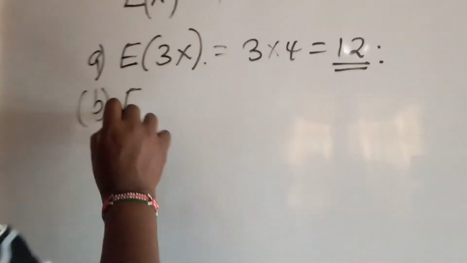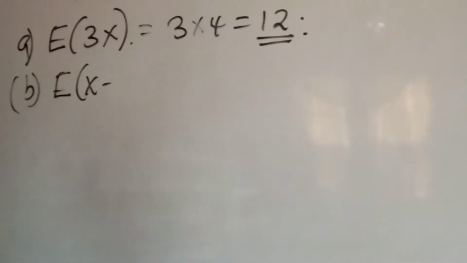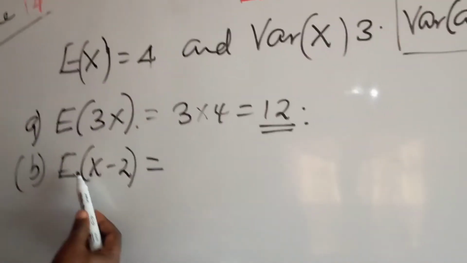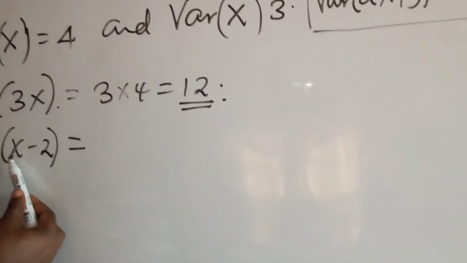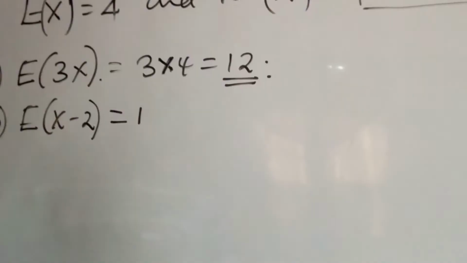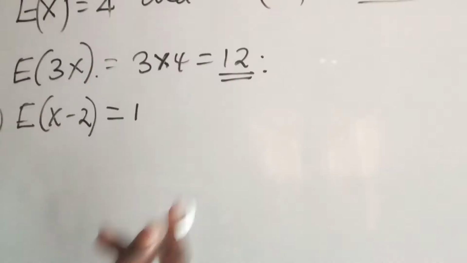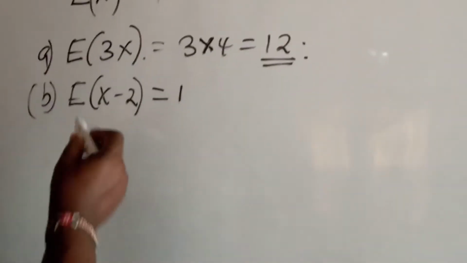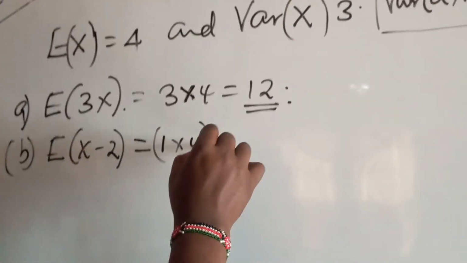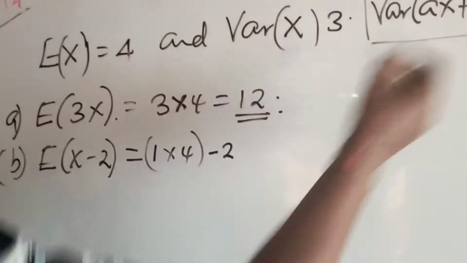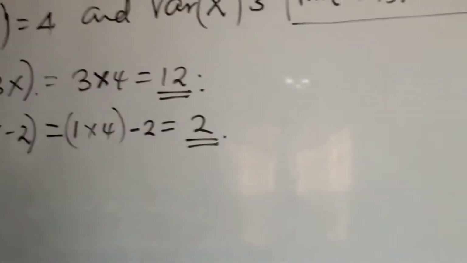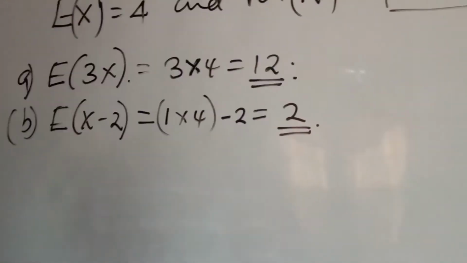Part B is E(X minus 2). This one, our a is 1, so we can put it there, at least because we are beginning. In future, we may not require it there. If it's 1, anything times 1 remains itself. Times the E(X), which is 4. Of course, having done that, we have to subtract 2, because our b is minus 2, which is 4 minus 2, and our answer to part B of the question is 2.